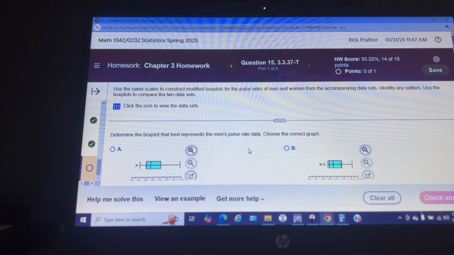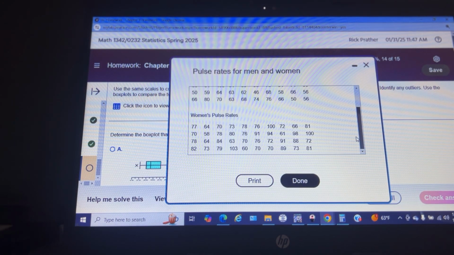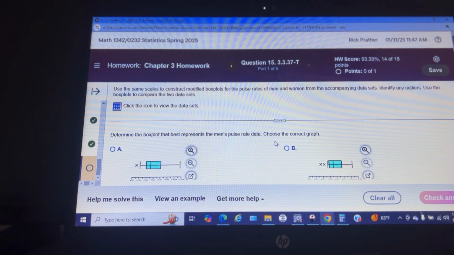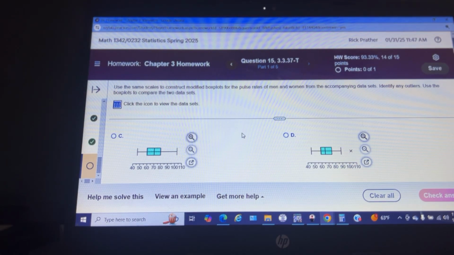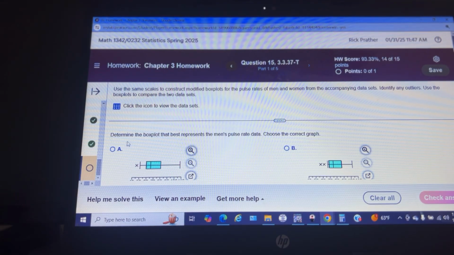Okay, final problem. Looks like same thing, or did they do this 5-number summary for me? No, okay. Well, I see what's going on here. We got 2 at the same time. We got men versus women, and it's all mixed up. That's not good. What do they want me to do first? The men, probably? Determine the box plot that represents the men, okay?